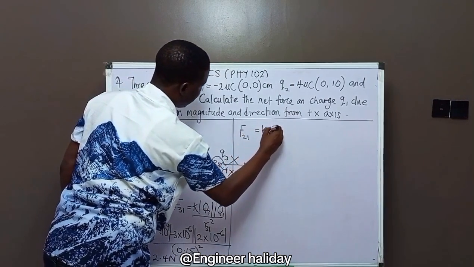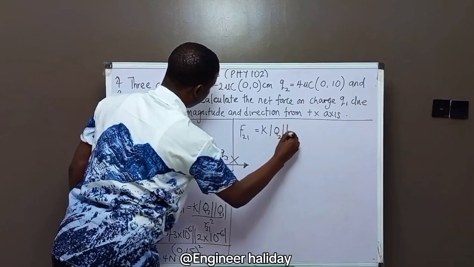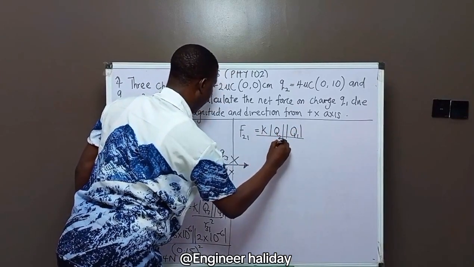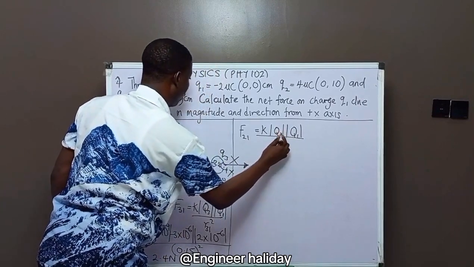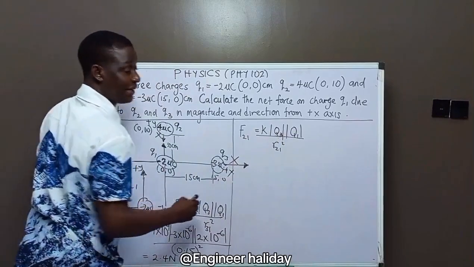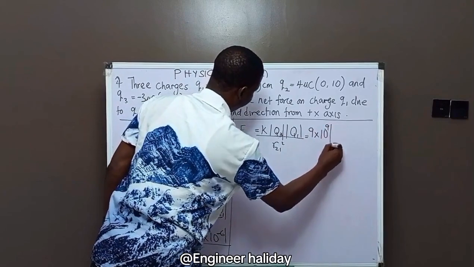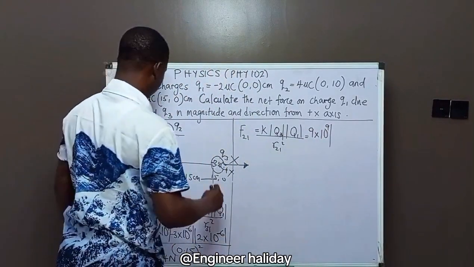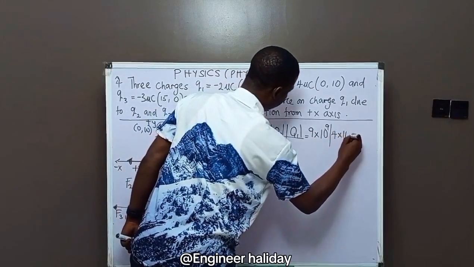F21 equals absolute of q1 times absolute of q2 all over r21 squared. So what do we do now? We are going to find our value. 9 times 10 to the power 9. Absolute of what is q2? q2 is 4 times 10 to the power minus 6.